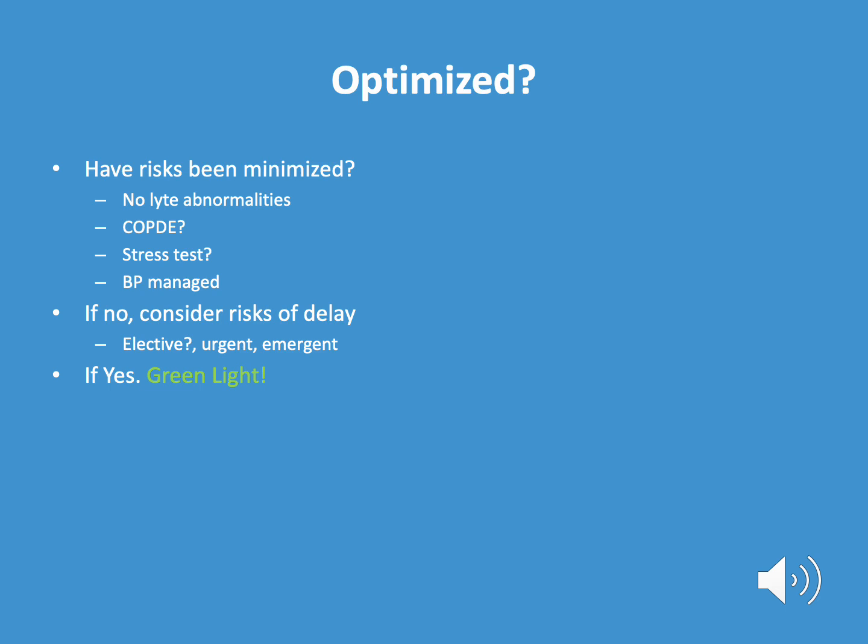If it's full-blown, you've got to delay it if it's an elective case. If it's an emergent case, you just have to deal with what you've got, and potentially this patient might be going to the ICU because their lungs are so bad. If they're optimized, you can give them the green light to go ahead.